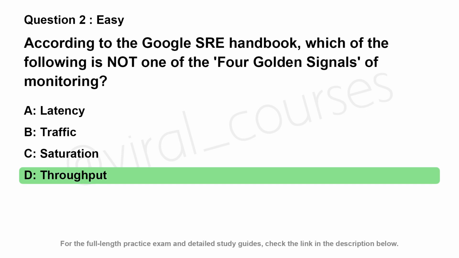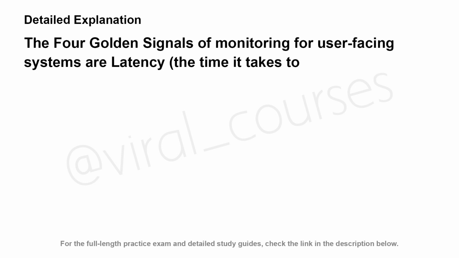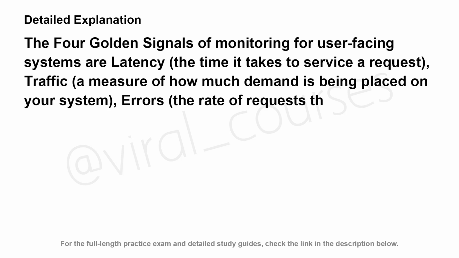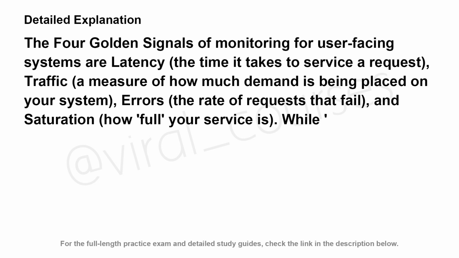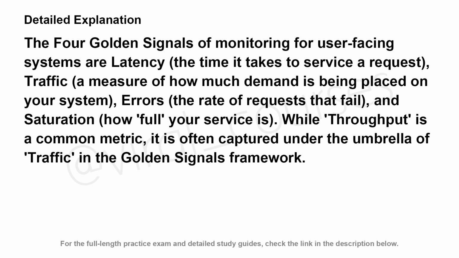The correct answer is D. The 4 golden signals of monitoring for user-facing systems are latency, the time it takes to service a request; traffic, a measure of how much demand is being placed on your system; errors, the rate of requests that fail; and saturation, how full your service is. While throughput is a common metric, it is often captured under the umbrella of traffic in the Golden Signals framework.